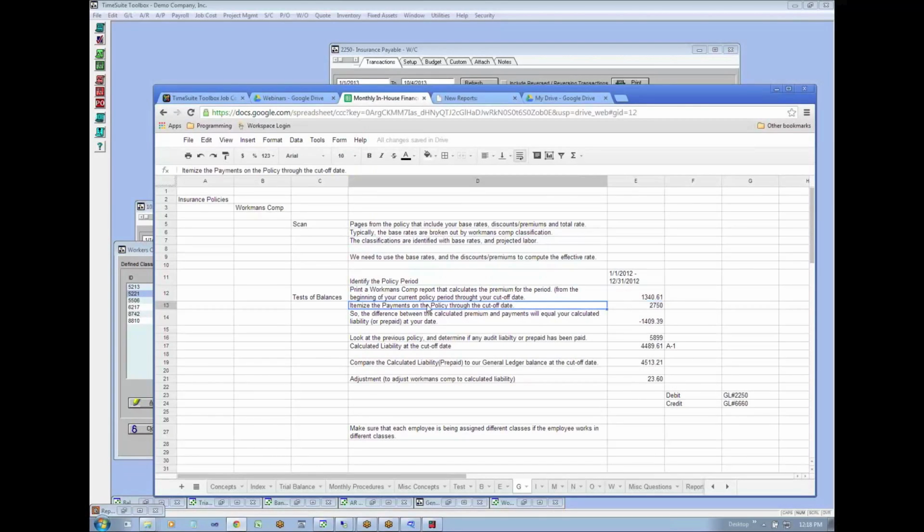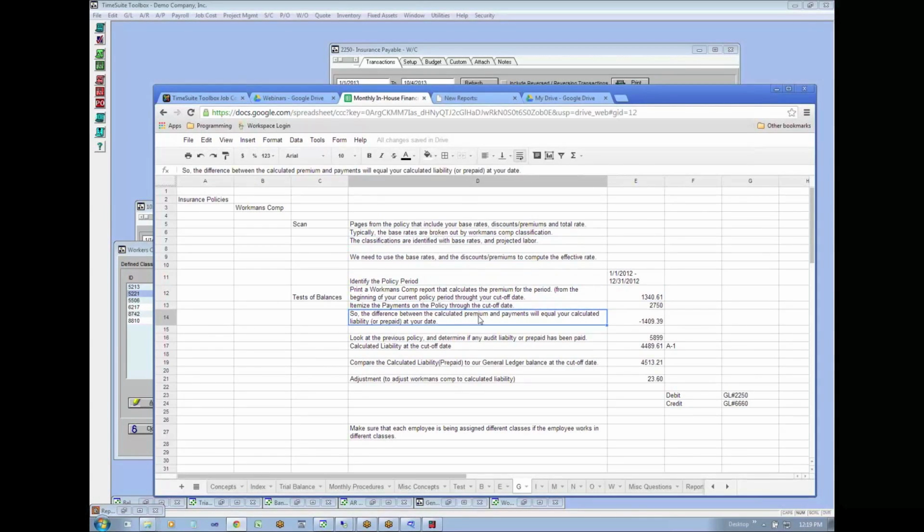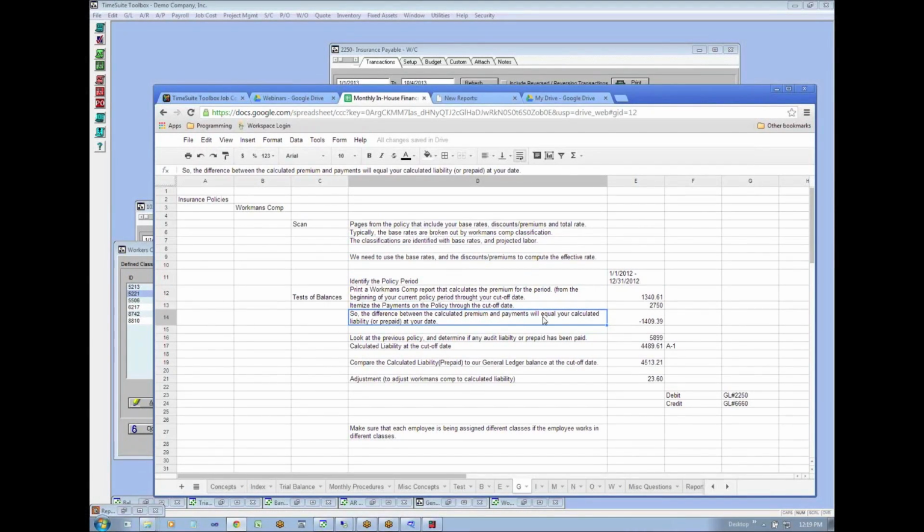And the amount's $13.61. Then you itemize the payments that you've made on the policy. That's what we talked about. And so then the difference between the calculated premium and the payments will equal your liability account. So that's what your liability account should say. Then you look at your previous policy and determine what your audit liability or prepaid has been or should have been, and then maybe your calculated liability at the cutoff date.